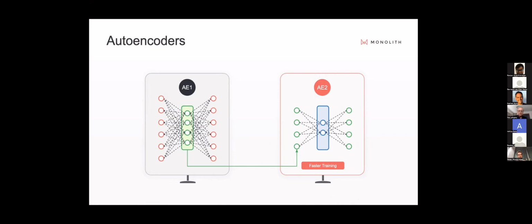And you can also stack them. So you can train an autoencoder to map a particular latent space, but then you can train a secondary autoencoder on top of that latent space to create a stacked autoencoder. And we found that to be a particularly useful pattern for certain types of engineering problems.